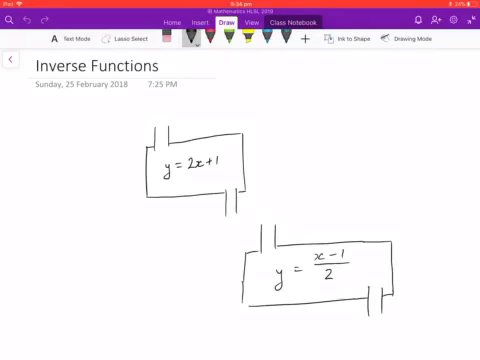Here we are on a Monday afternoon looking at inverse functions. So let's think about this. Here I have a picture of a function machine. One comes out, one goes into the other. Now let's say that we have the number 5 goes in here.